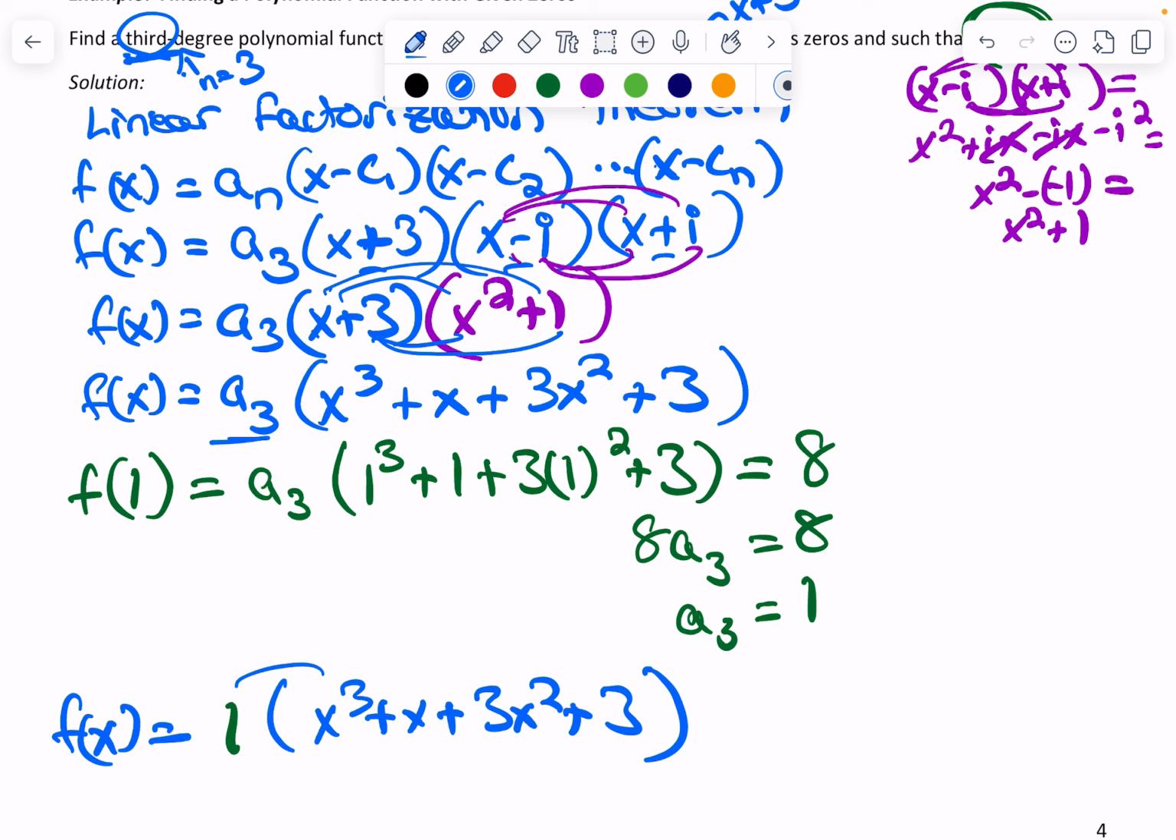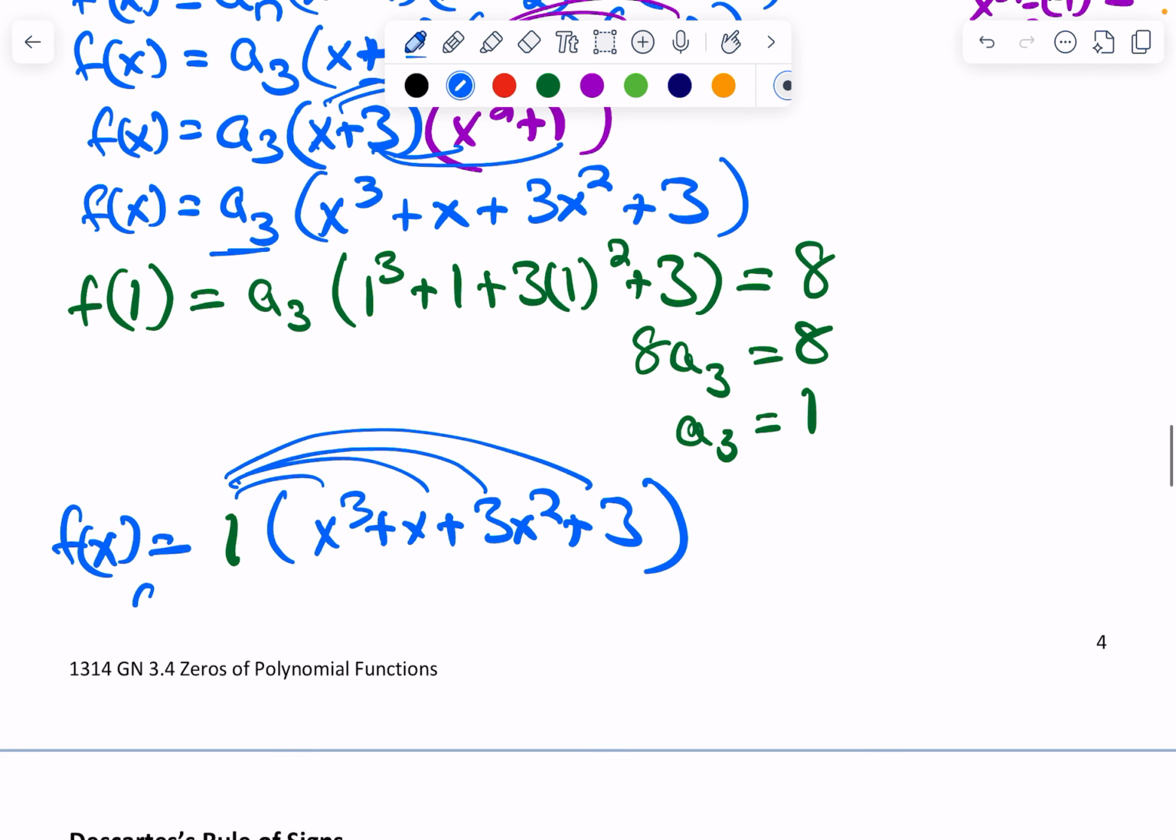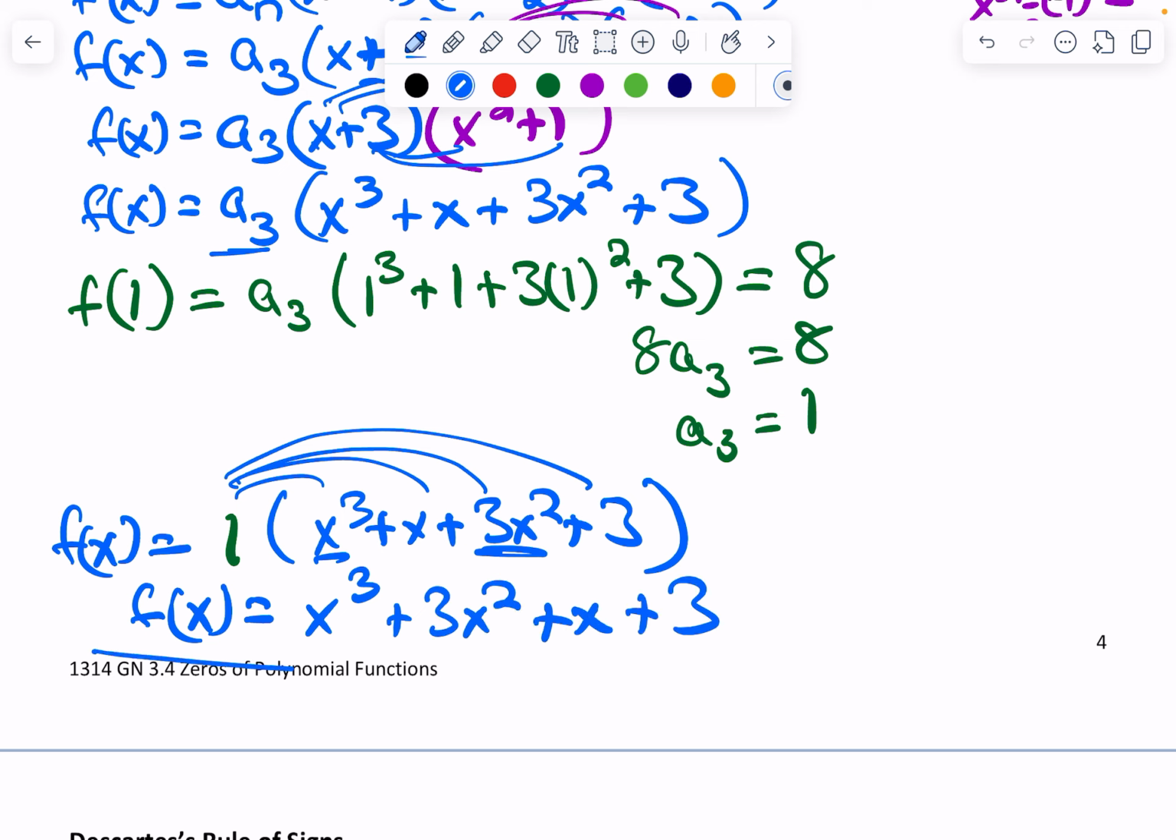We are distributing the 1. Well, of course, it doesn't change. What I do want to change, though, is the order. X cubed is the highest, 3x squared is going to be the next one, and then we're doing x and 3. And that's our answer.